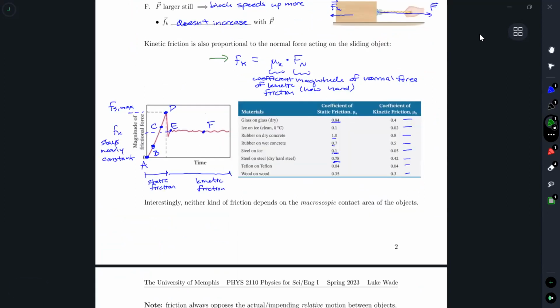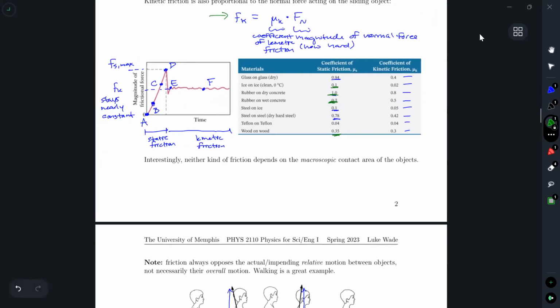You don't need to memorize the table. It's just helpful to see that this makes sense. When something is wet, there tends to be a lower coefficient of friction than when it's dry, for instance, or when you've got two really smooth things, like ice on ice. That's going to be a lower coefficient of friction than wood on wood, for instance. There is less friction between two sheets of ice than two pieces of wood.